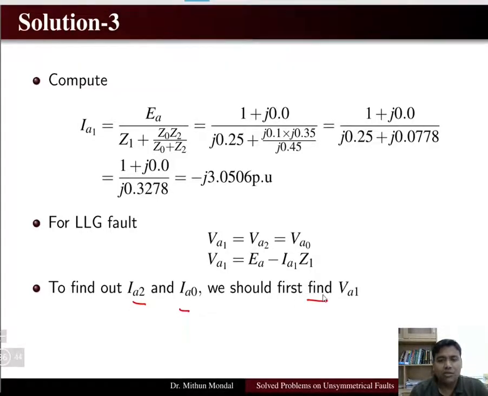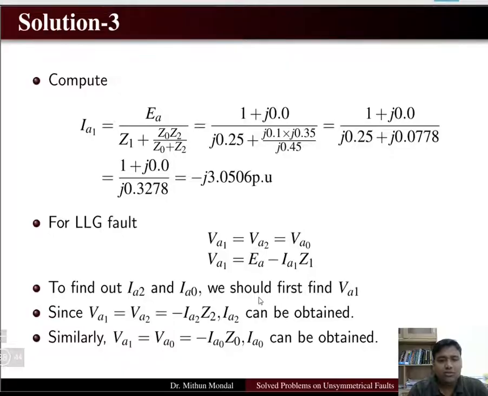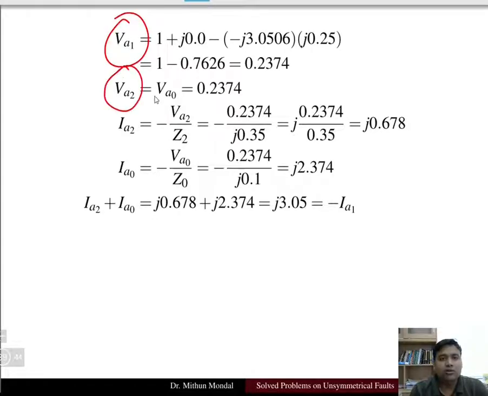We have to first find out the value of VA1. Then we can compute the values of the other sequence components. VA2 is equal to minus IA2 into Z2, where IA2 can be obtained, and VA1 is equal to VA0. So in this way we can obtain it. Now let us find out the value of VA1: VA1 is equal to EA minus IA1 into Z1. That will give you a value of 0.2374. VA2 is equal to VA0, that is, the negative sequence and zero sequence components are equal, and that is equal to the positive sequence component.